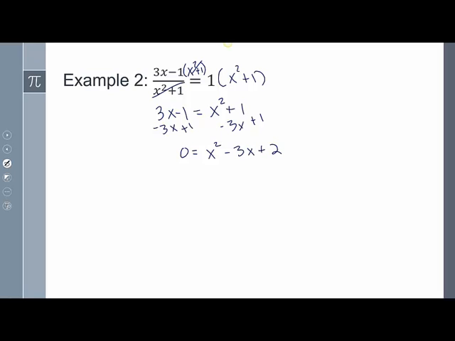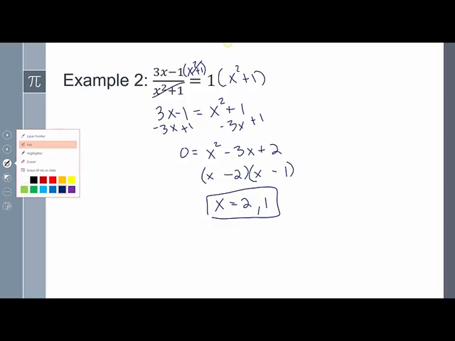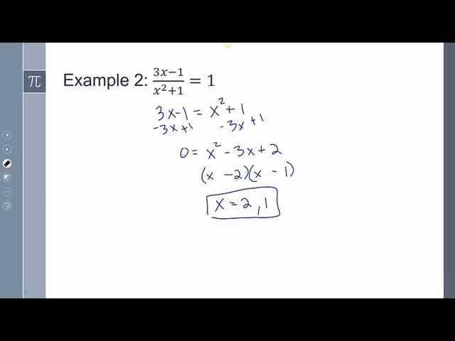And so now I can try and factor this. So x and x, you see 2 and 1, they both have to be negative to get that negative 3. So that means x is going to equal 2 and positive 1. So like I said, I want to check for extraneous solutions. So I should take these values and plug them back in.